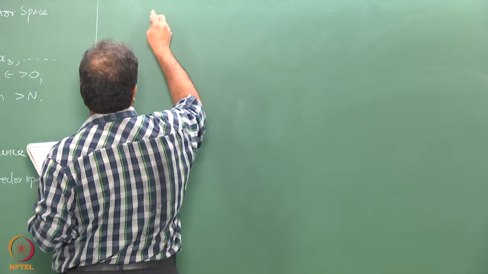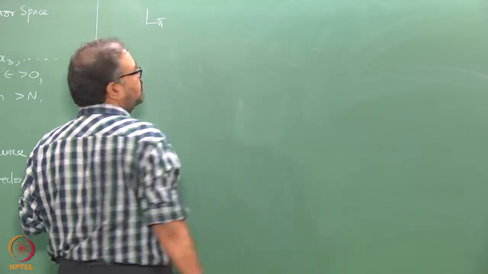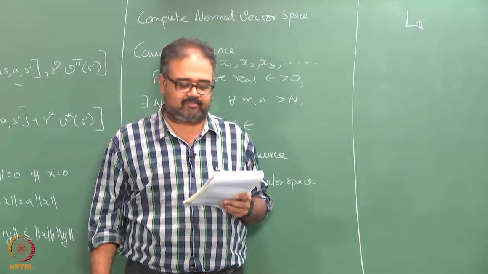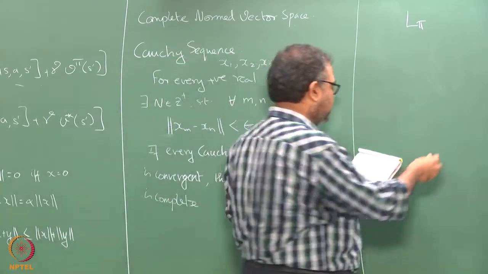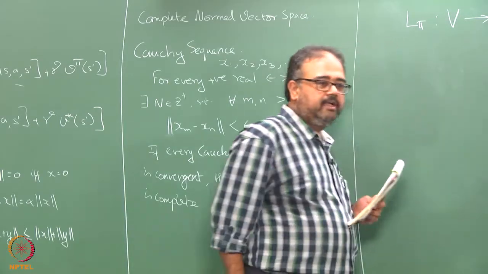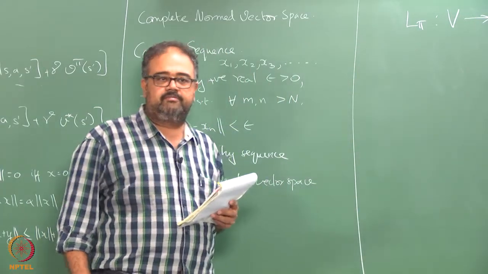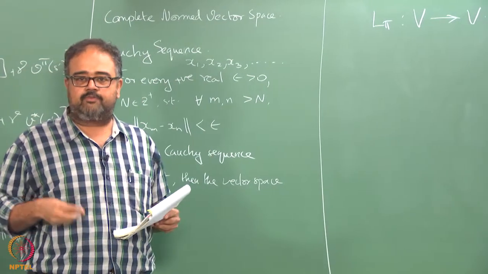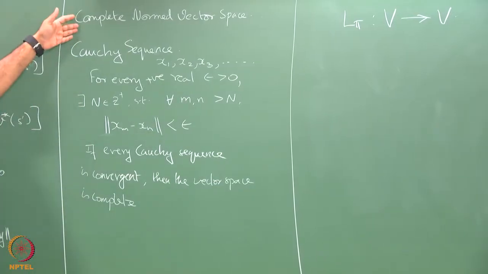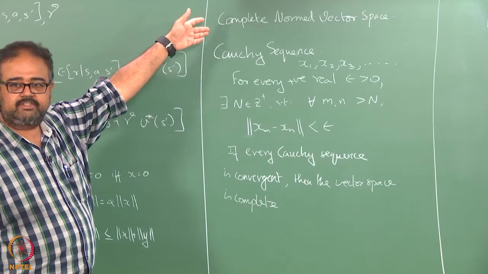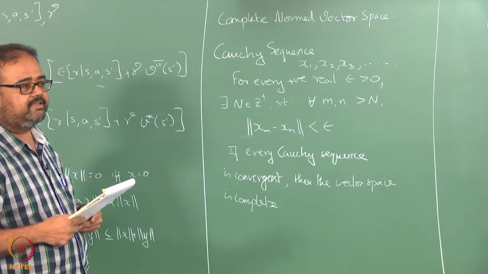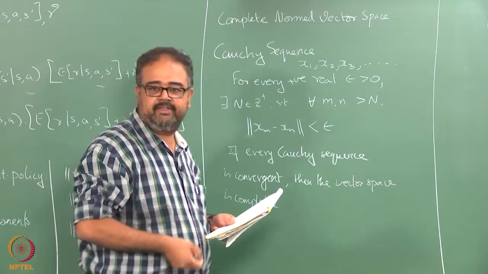So I am going to define an operator, a linear operator called L pi. L pi is something that is going to take a vector from the space V, where capital V is the space of all value functions. So capital V is a complete normed vector space of all value functions. I am going to define an operator L pi that takes an element in V to another element in V.